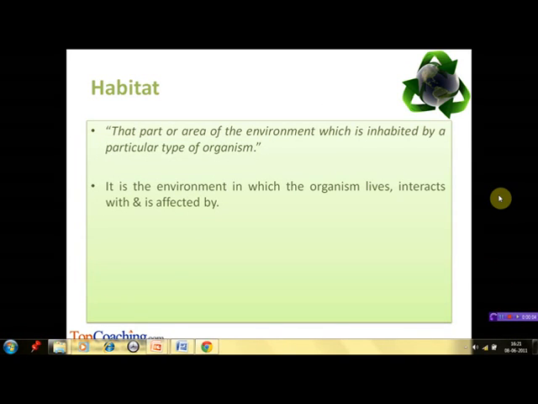That part or geographical area of the environment which is inhabited by a particular type of organism or a population, we can say, is known as a habitat. It is the environment in which the organism lives, interacts with it, and in turn is affected by it. Several populations may share a habitat. For example, many aquatic populations can coexist in a pond. So that pond can be termed as a shared habitat.